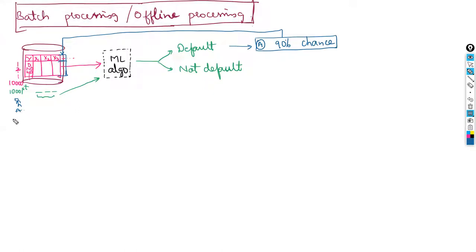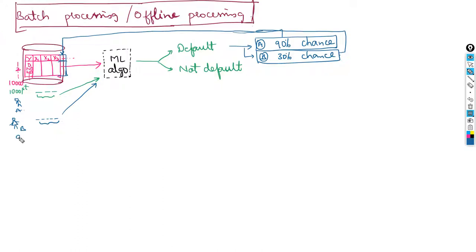Now say you have another customer who has applied for the loan. You get the details, take those details, once again supply them to your machine learning algorithm, and then you get the prediction out. For customer B, say there is a 30% probability that this person will default. Now take this information and again write it back to your database.